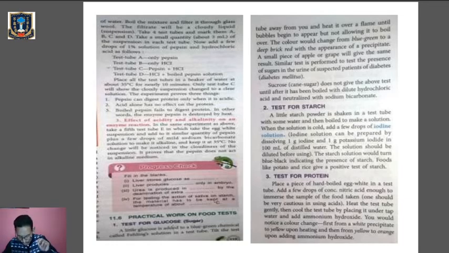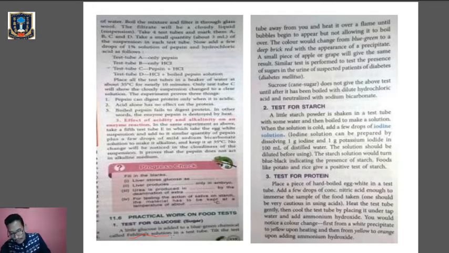So a little glucose will be added to a blue-green chemical called Fehling solution. So my dear students, kindly remember the name of the solution, Fehling solution, which is used for the test of glucose. Okay, so a little glucose will be added to a yellow-green chemical called Fehling solution in a test tube.